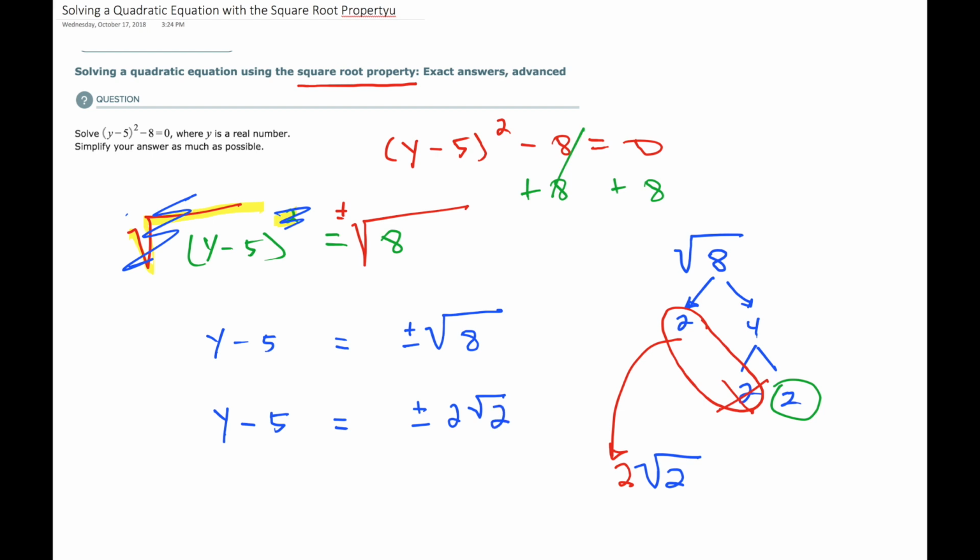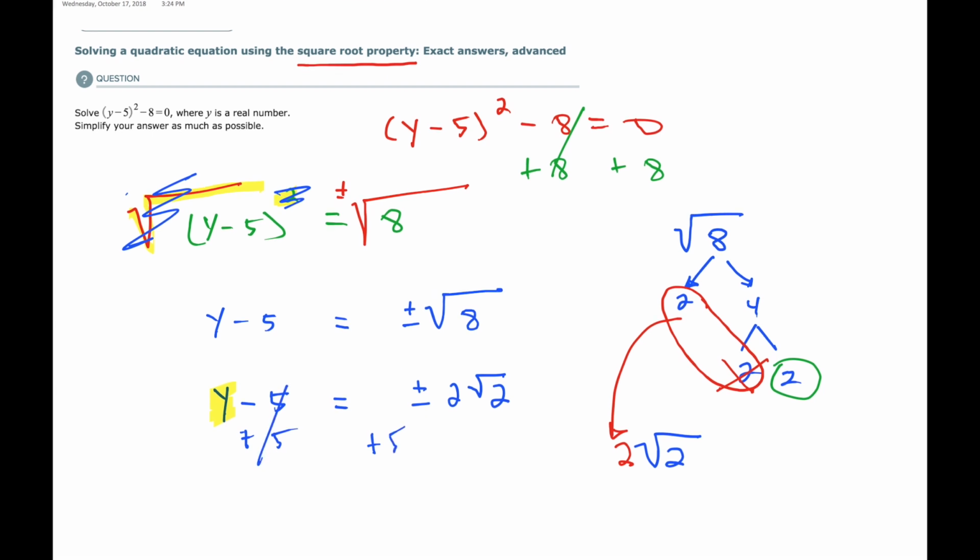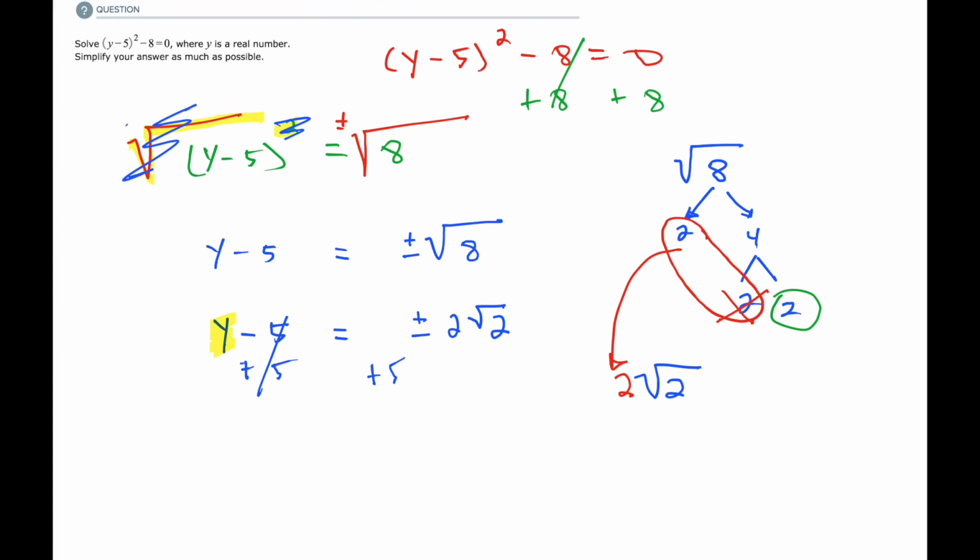Okay, there's only one more thing you have to do with this problem, since we're trying to solve for y. Okay, so what do you do? Plus 5. And the plus 5 goes before this stuff right here. All right, so this is gone. Then you end up with y equals 5 plus or minus 2 root 2.